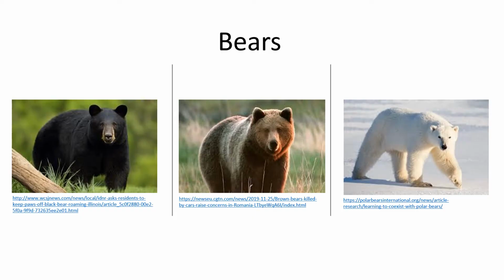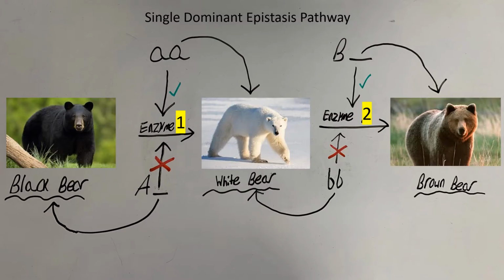So, for our fictitious example, we will generalize by saying that there is only one species of bear, and it can vary in color from black to brown to white, depending on which alleles are expressed. We'll be going over the single dominant epistasis pathway. In this pathway, if a letter is capitalized, it represents the dominant gene. However, if it is lowercase, it represents the recessive gene.